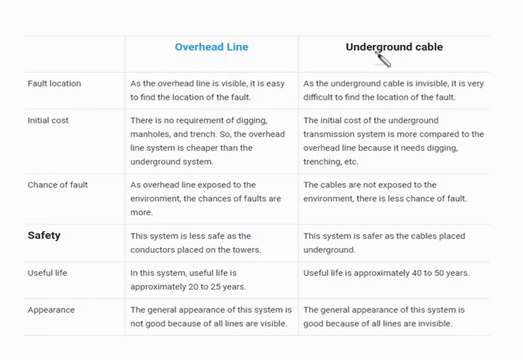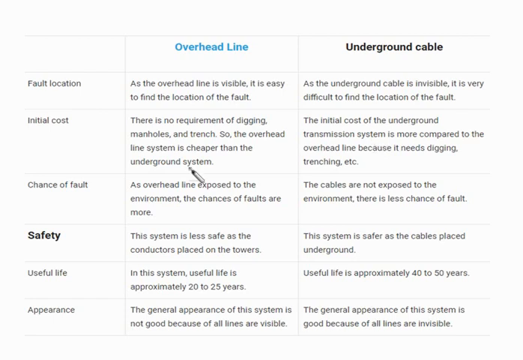In case of an underground cable, the fault location is not easily detectable because they are not easily visible to our eyes. The next factor is initial cost. In case of an overhead line, the initial cost is much cheaper than the underground cable, because underground cable requires digging and trenching, and the labor cost as compared to overhead is also more.